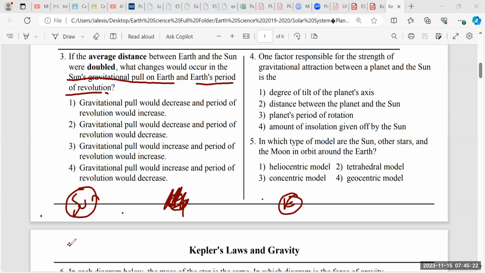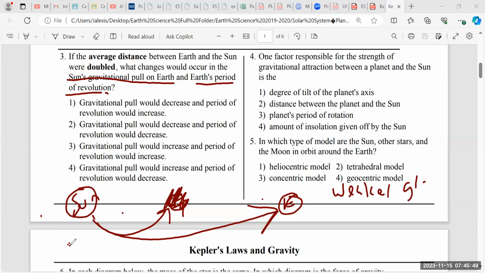So let's go with the gravitational pull on Earth. If you're going farther away from the sun, so if your distance increases further, what happens to the gravitational pull? Well, we learned in class that the farther objects are away from each other, the weaker the gravitational pull is. The farther that you go.